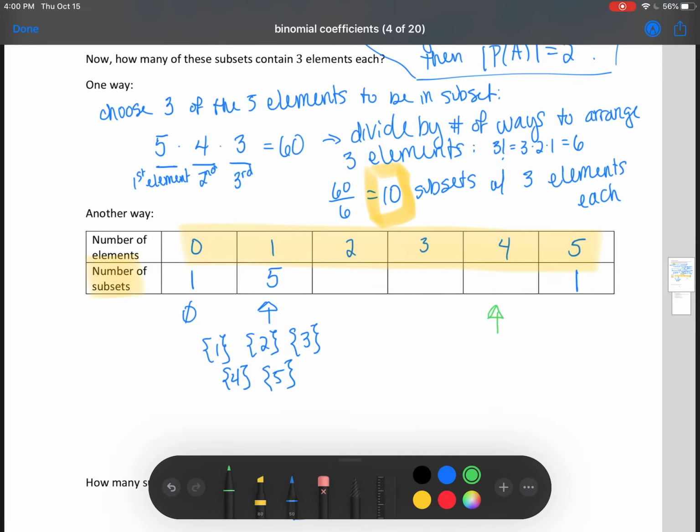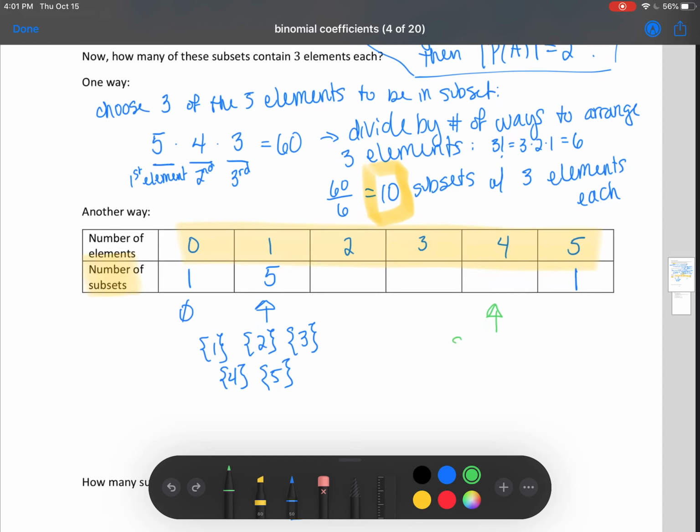If you think about subsets that have 4 elements, that's almost doing the opposite of what we just did. Instead of choosing 1 element to include in the singleton subsets, we're going to choose which element we want to leave out. So if we leave out the number 1, we're left with 2, 3, 4, 5. If we leave out the number 2, we have 1, 3, 4, 5. If we leave out a 3, we have 1, 2, 4, 5.